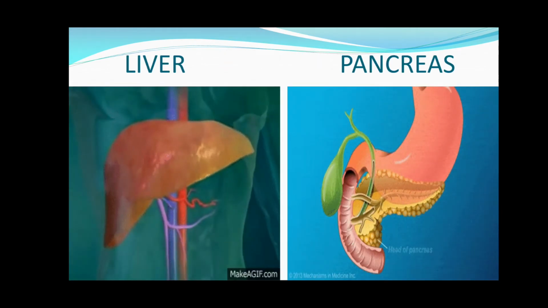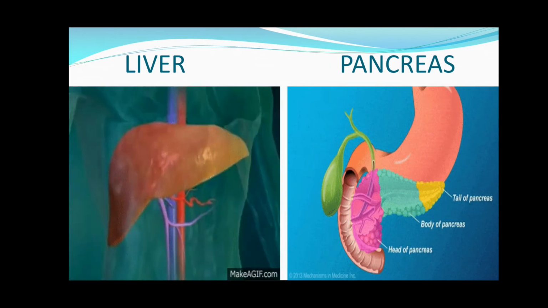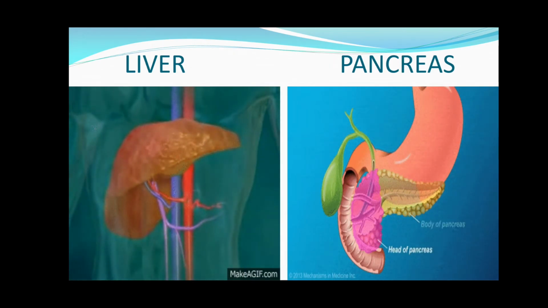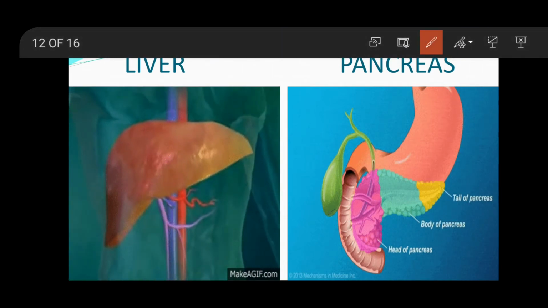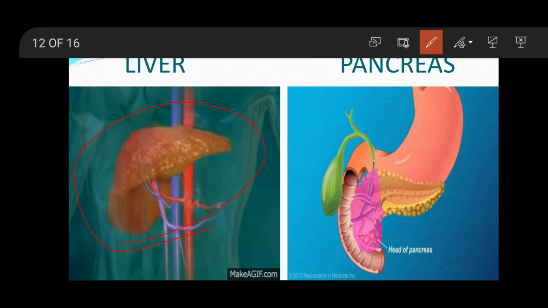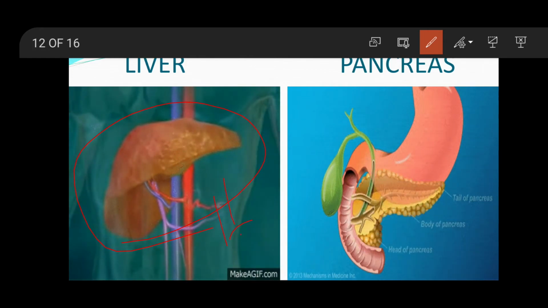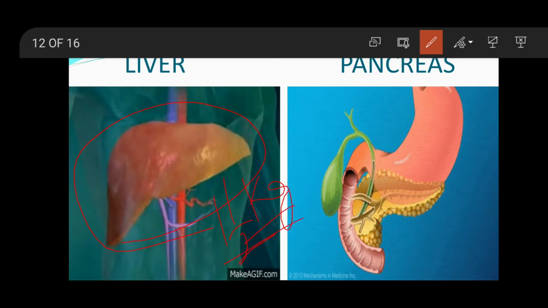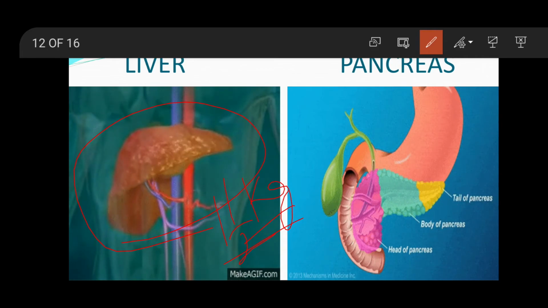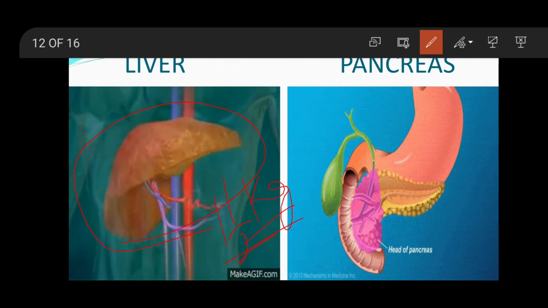Next are the liver and the pancreas, which are the two glands associated with this digestion process. The liver in our body is the largest gland. As you can see, this is the largest gland of our body. It is dark brown in color and weighs about 1.5 kg. It secretes a brownish green fluid called the bile juice, which helps in the digestion of fat.